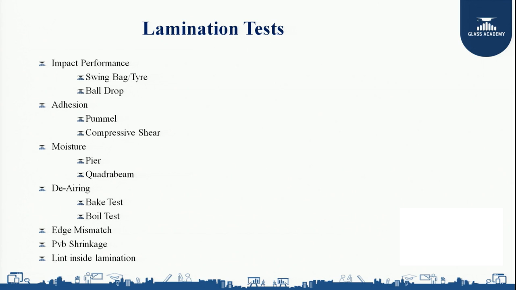If you see, basically we will be focusing on impact performance, that is with respect to swing bag or tire test and ball drop test or fracture adhesion test. When it comes to adhesion, we will be checking the pummel test and compressive shear test. When it comes to moisture, we will be checking with the pier and quadra beam test. When it comes to de-airing, we will be checking the bake test and boil test. Along with this, we will be checking edge mismatch, PVB shrinkage, and lint or dust inside lamination. These are all visual inspections. Now let us take each one by one.